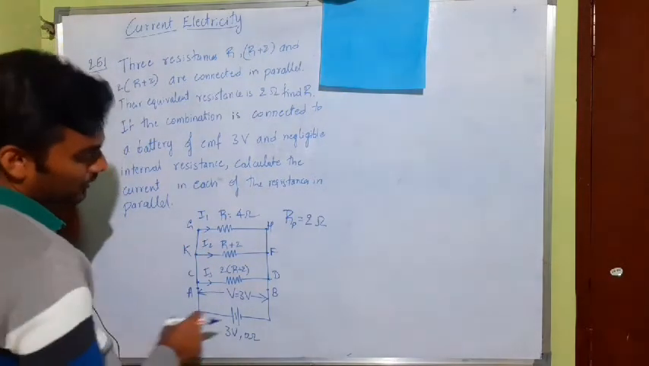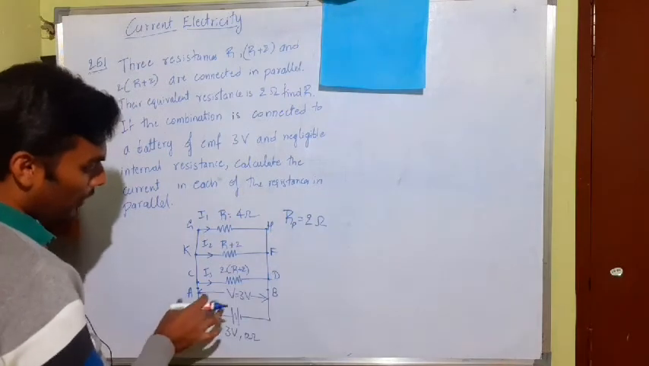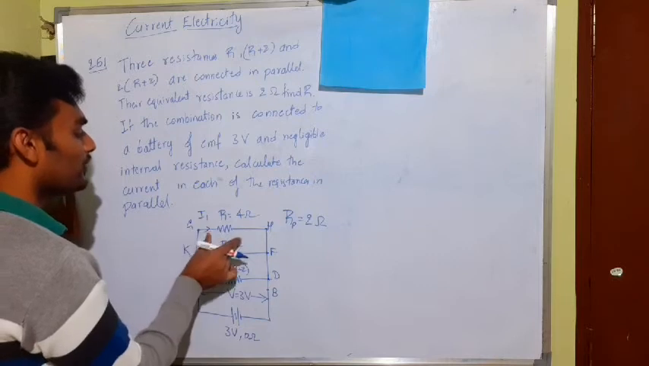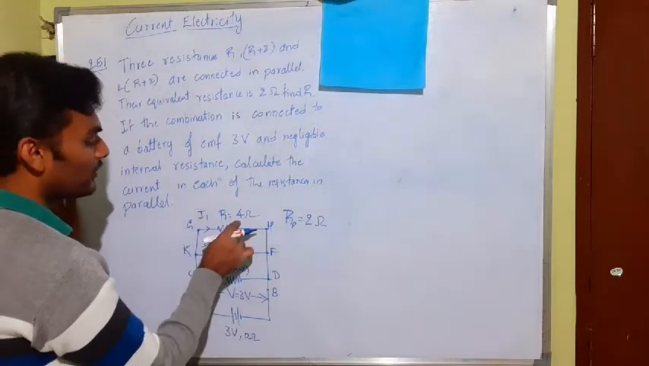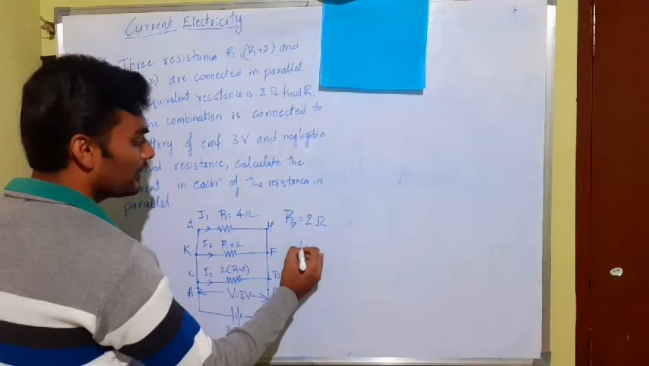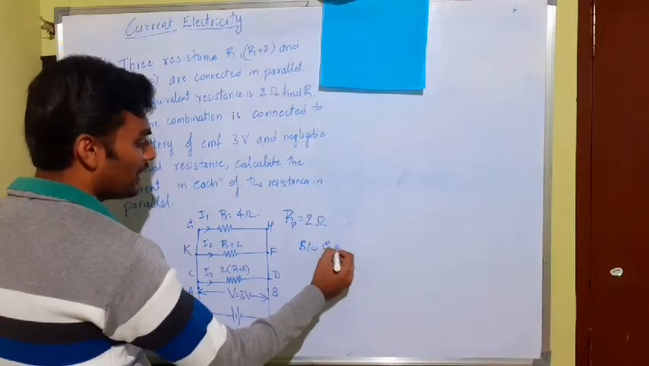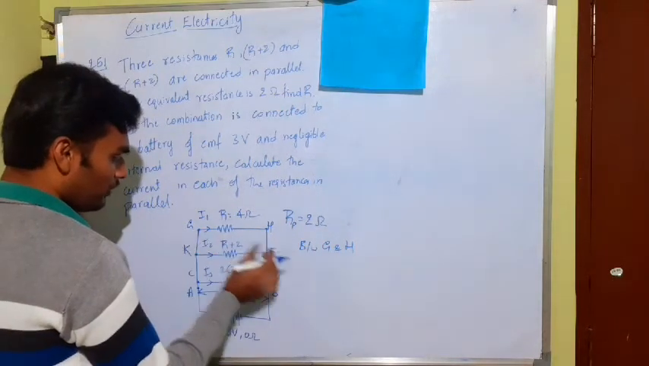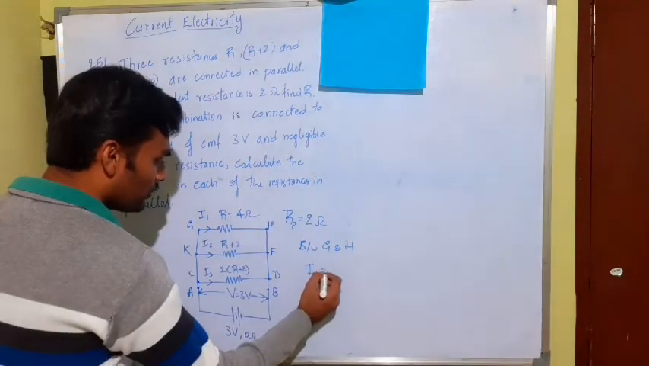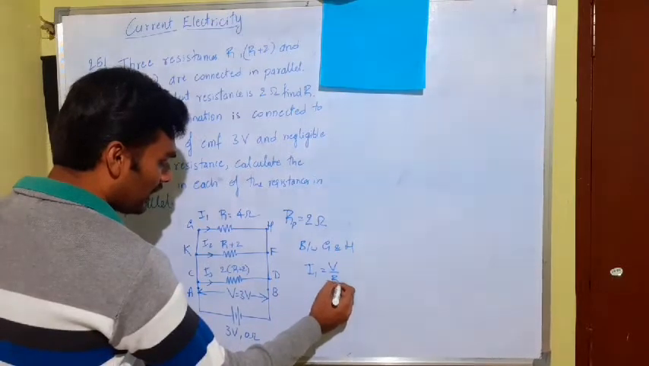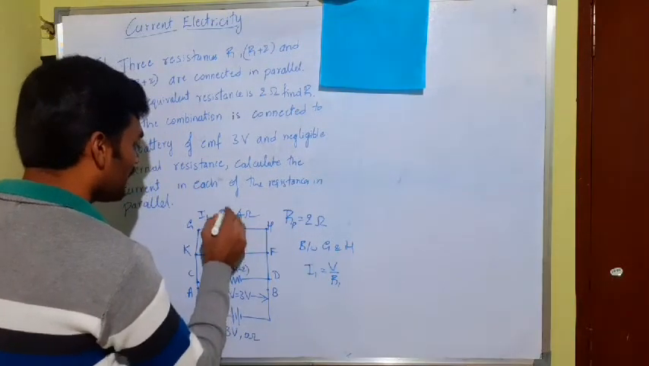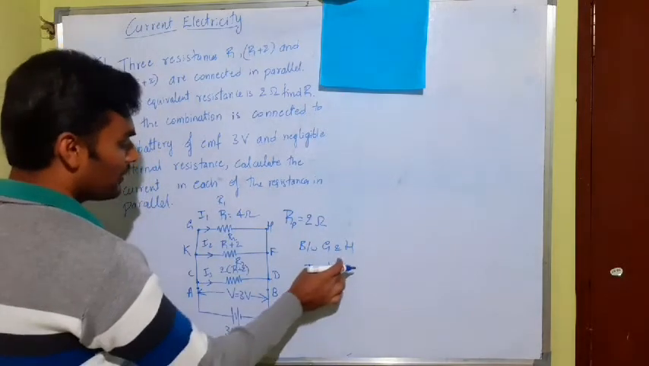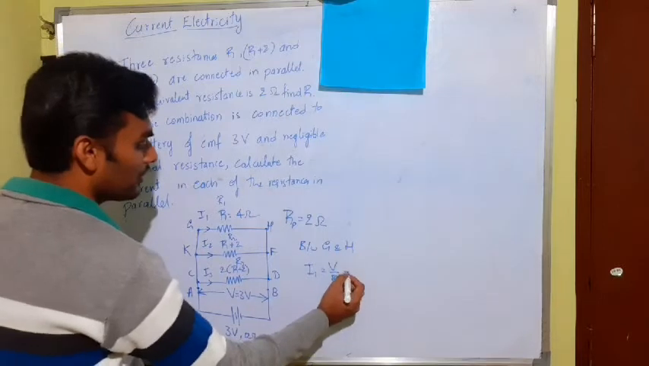Now look at this. What we need is current through each part of the resistor. Let me go for the first part of the resistor. R is 4 ohm. So between G and H, applying Ohm's law, V is equal to IR, so I1 is equal to V by R1. If I name this resistance as R1 and this as R2 and this as R3, so I1 is equal to V by R1. What is V?